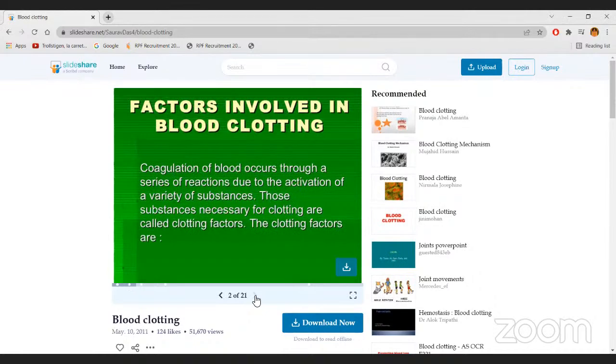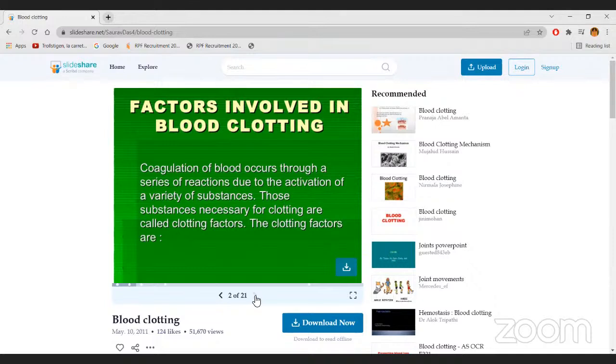See, the factors involved in blood clotting. The complete 12 factors are here. Coagulation of blood occurs through a series of reactions due to the activation of a variety of substances. Those substances necessary for clotting are called clotting factors.